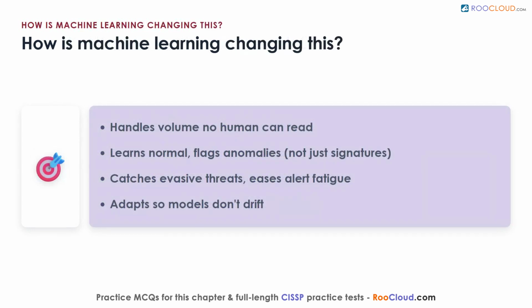How is machine learning changing this work? By handling a volume of traffic no human can read. Modern networks generate far too much data to watch packet by packet, so machine learning systems for network detection and response step in. They learn what normal behavior looks like, then flag anomalies without depending only on fixed signatures. That helps them catch evasive threats, cut down the alert fatigue that wears out analysts, and adjust as the network changes so their models do not drift out of date. Think of a seasoned guard who learns the building's normal rhythm and instantly notices when something feels off.